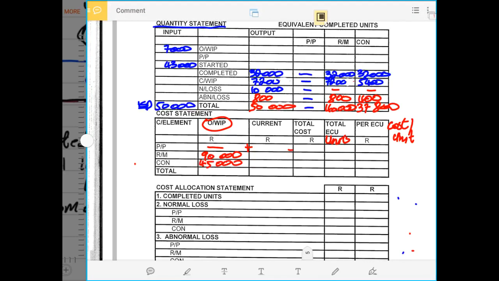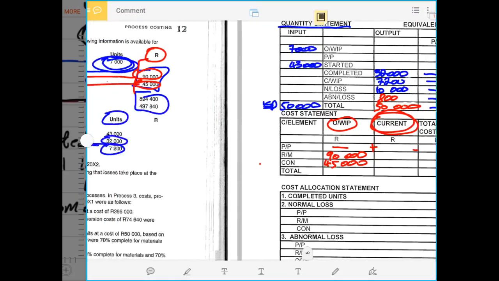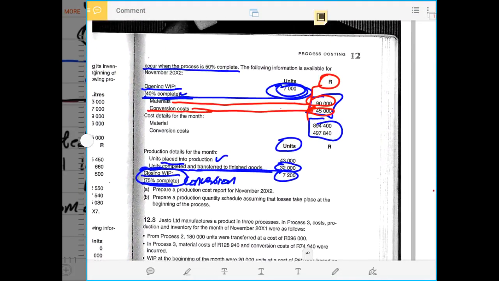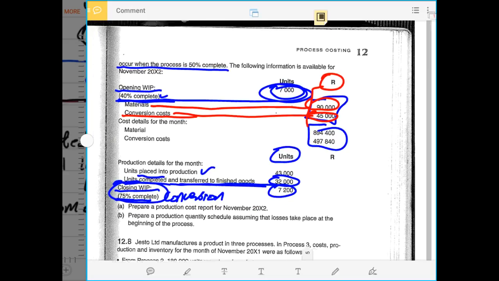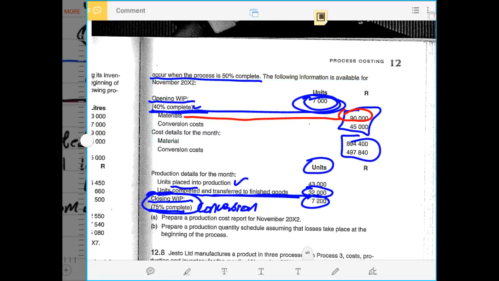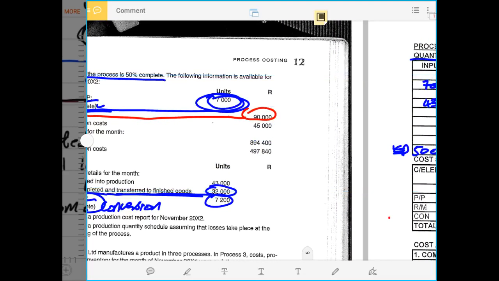Then we go to all other costs. That means we are looking at the costs that were incurred in the current period. Current cost means cost incurred during the month. Sometimes they will say current cost, sometimes they will say cost incurred during the period or during the month. Let us check these costs that were incurred during the period, which are given to us.